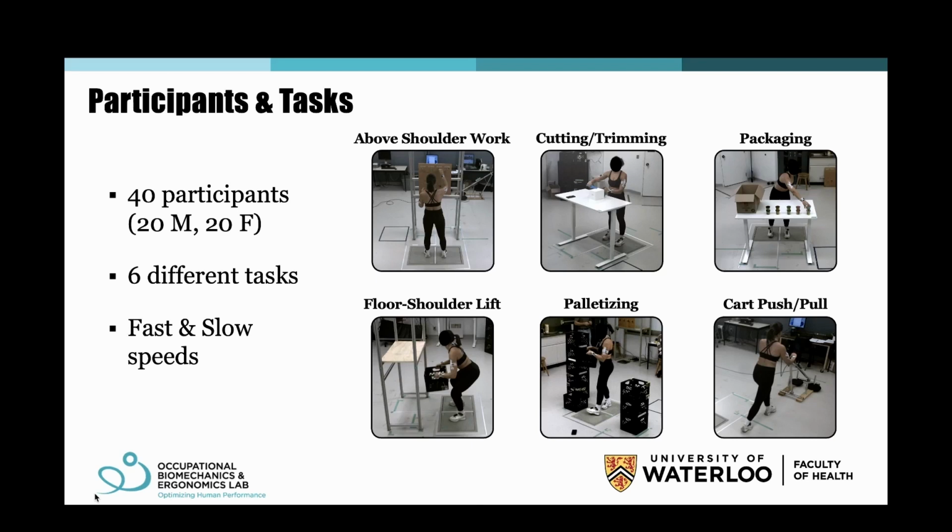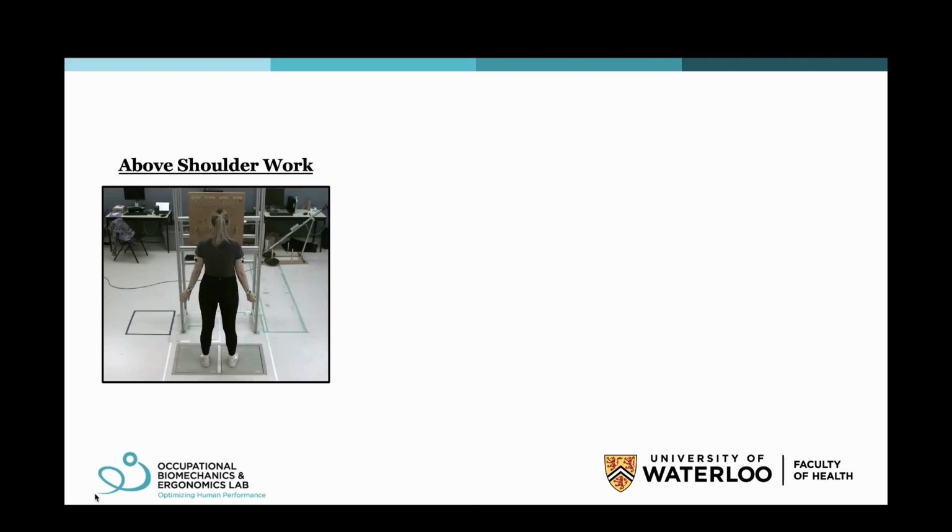I'm only going to show a subset of 3 of them, so I'm going to show videos of those 3 specific tasks in a second. But we also did them at fast and slow speeds, again, to answer whether there are potential issues with motion blurring. So here is a video of the above shoulder work. Like I said, participants were sorting tags from the pegs at shoulder height up to pegs that are above shoulder height. There are 16 tags altogether, and they were timed to a metronome at both the fast and the slow speeds.